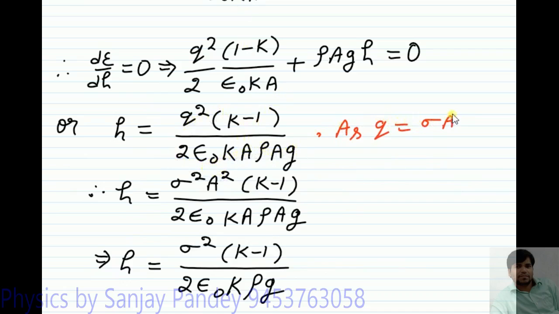As Q is equal to sigma a, on substituting this value in this equation, we get h is equal to sigma square K minus 1 upon 2 epsilon naught K rho g.